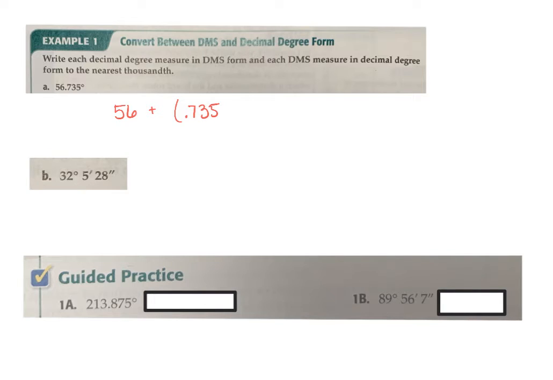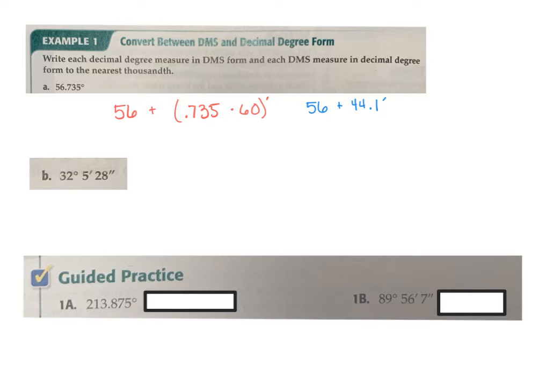So how many minutes are in an hour? 60, and that's what we're going to multiply by. Multiply that by 60, and you get 56, that's still your whole number there, plus 44.1, and you'll notice they have this little dash above it. The dash indicates minutes. We still have a decimal.